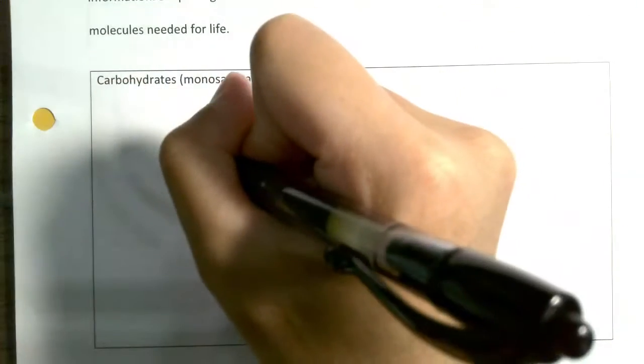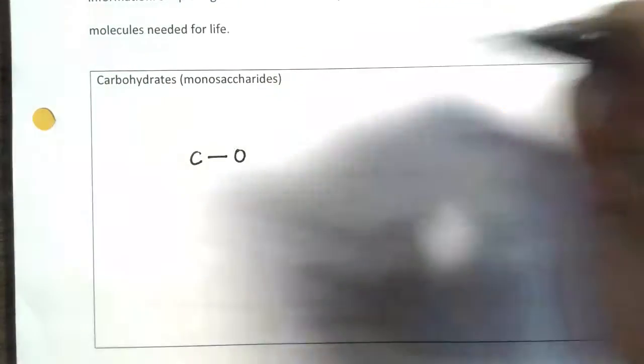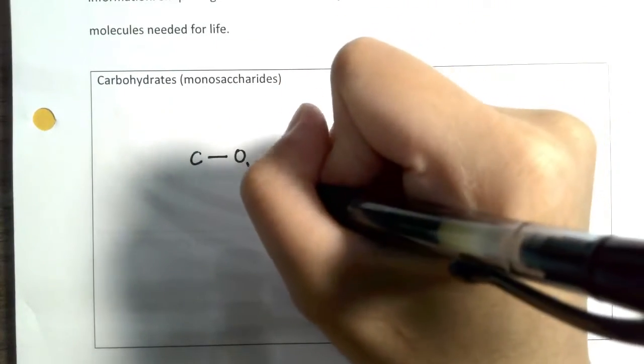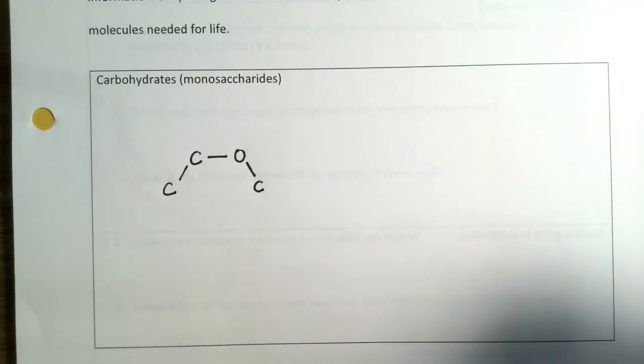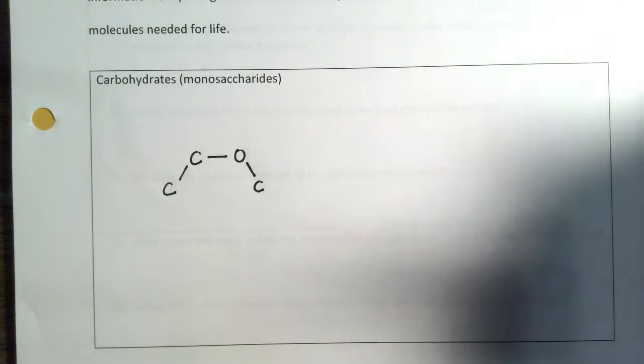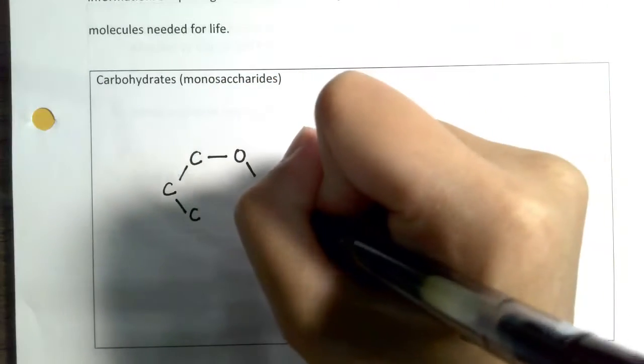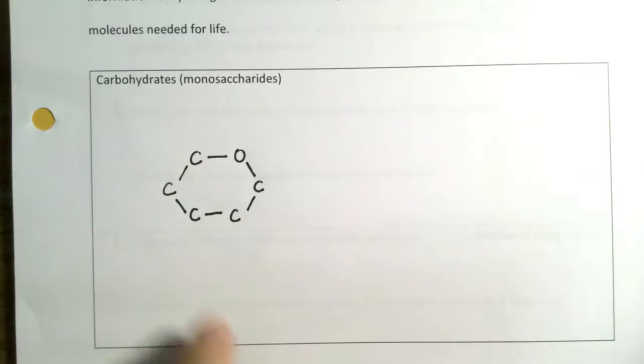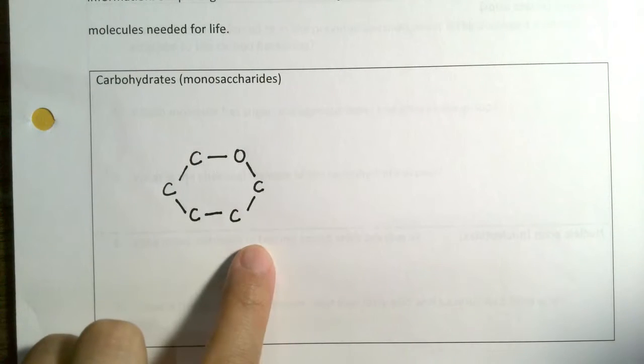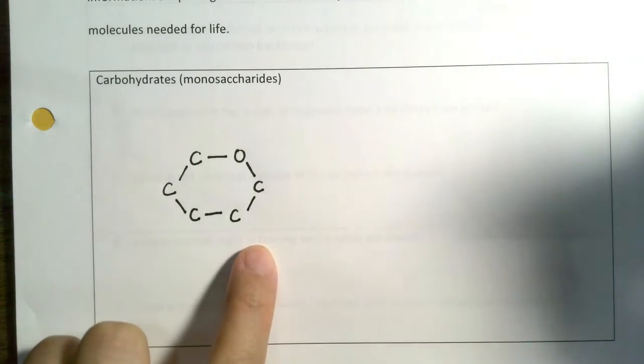So we're going to start with the carbon here. It's going to be attached to an oxygen, followed by another carbon, also a carbon on the other side. So it's going to form a hexagonal shape. Another carbon here, and then we're going to attach both carbons. So that's the basic shape.